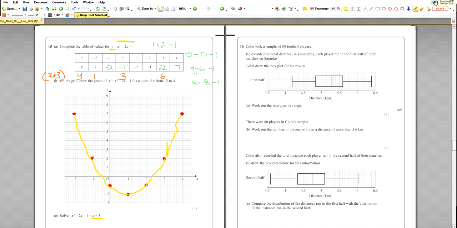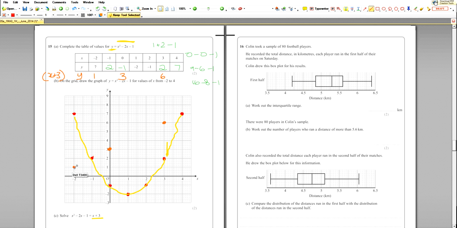Okay, are we happy with those 3 values? So let's plot them. Minus 2 is 1, 0 is 3, and 3 is 6. Now what we need to do is draw a straight line through those 3 points. I have my little straight line tool here to help us.